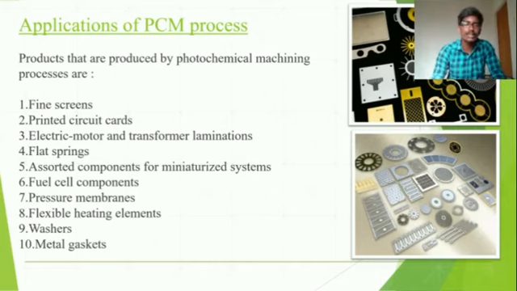At last, applications of the photochemical machining process. Products that are produced by the photochemical machining process are widely grouped. Some products are shown here. First one is fine screens, printed circuit cards, electric motor and transformer laminations, flat springs, assorted components for miniaturized systems, fuel cell components, pressure membranes, flexible heating elements, washers, metal gaskets.